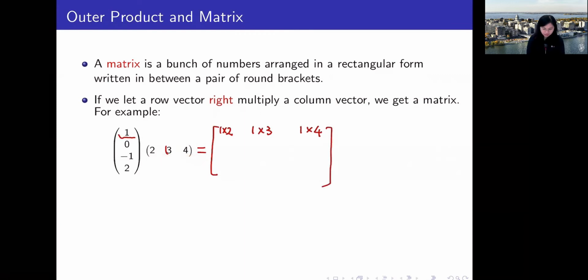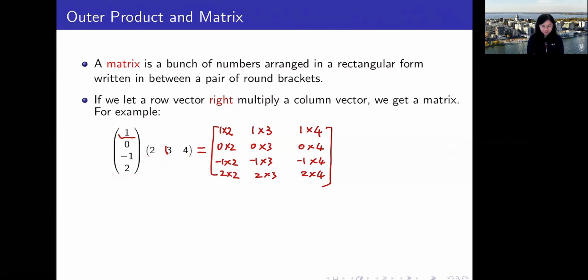And how many rows are there? That depends on how many rows you have for the vector on the left. So for the second row, you can have 0 times 2, 0 times 3, 0 times 4, and -1 times 2, -1 times 3, -1 times 4, 2 times 2, 2 times 3, 2 times 4. So that will be the matrix obtained from right multiplying a row vector to a column vector.